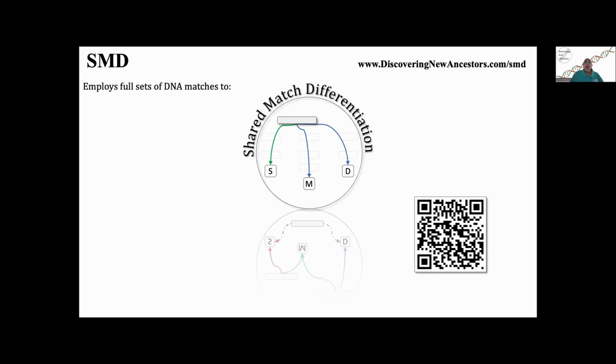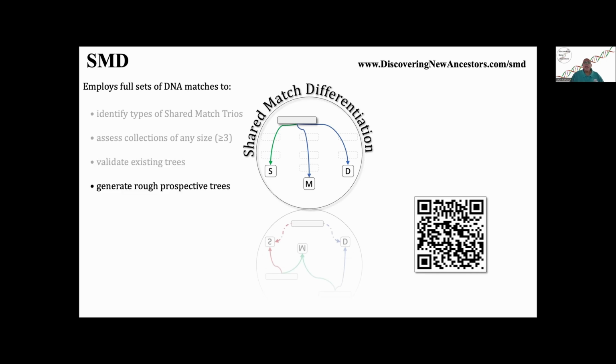So to summarize what SMD can do, and again, you can find more information on my website through the QR code. SMD employs full sets of DNA matches to identify favorable or unfavorable shared match trios. SMD can also assess any collection of 3 or more individuals to determine if they share a common ancestor. With a little more coding, SMD could be used to validate existing family trees, again, to see if your genealogical work is corroborated by whether or not these people actually do share a common ancestor.